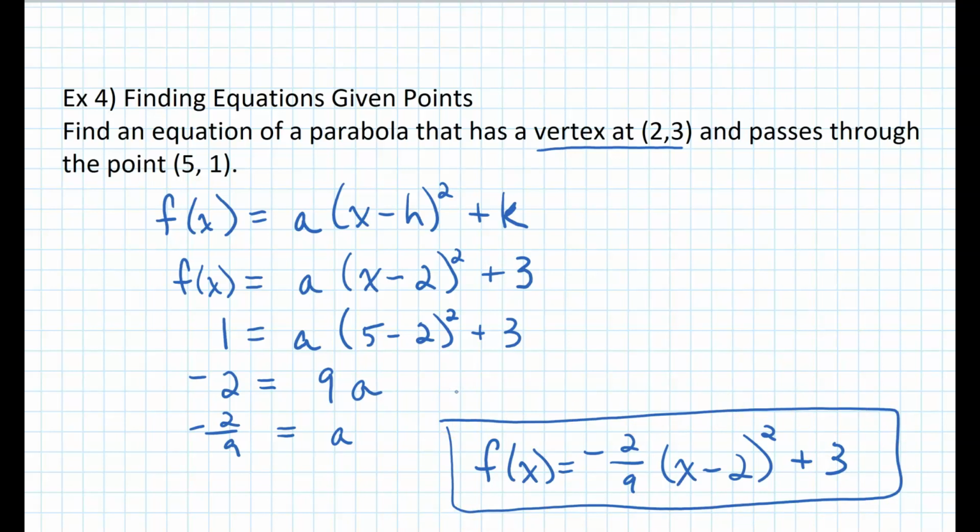So we can tell that we have a parabola with a vertex at (2, 3), and it has a vertical shrink of 2 ninths, and it's also reflected over the x-axis. Exactly.